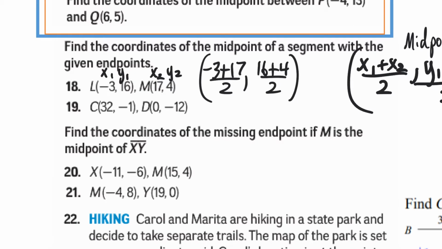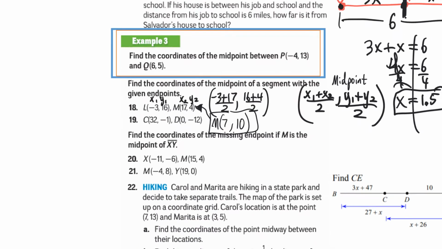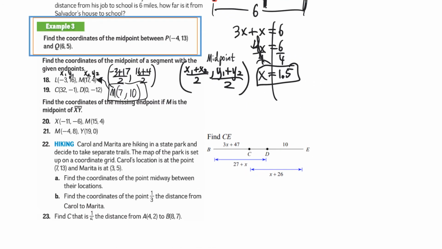So on the x value of our midpoint, negative 3 plus 17 is what? 14, and 14 divided by 2 is 7. Whoa. That was crazy. Okay, and then on the y value of my midpoint, 16 plus 4 is what? 20, and 20 divided by 2 is 10. So that would be my midpoint of these 2 points right here. Okay. And then number 19 would be the exact same thing.